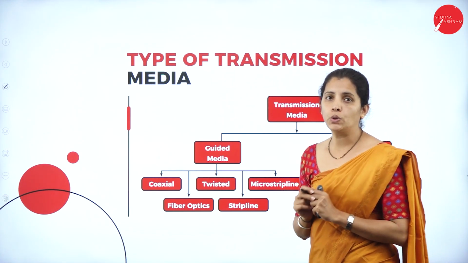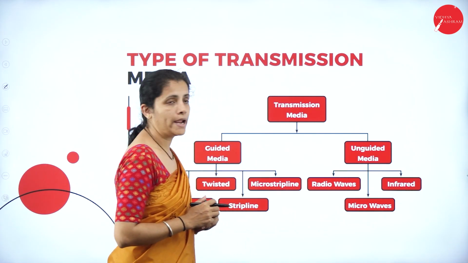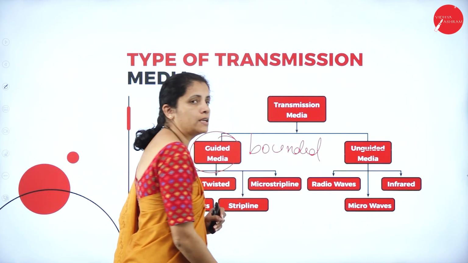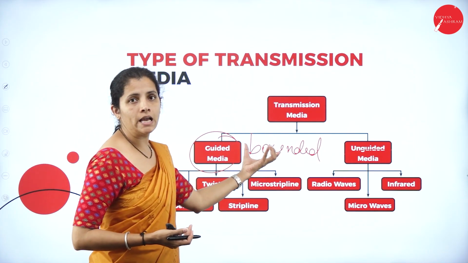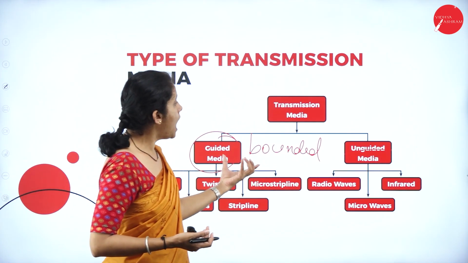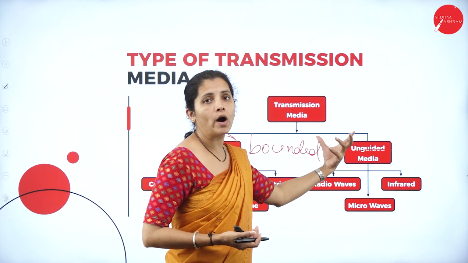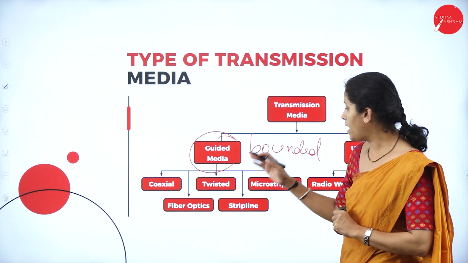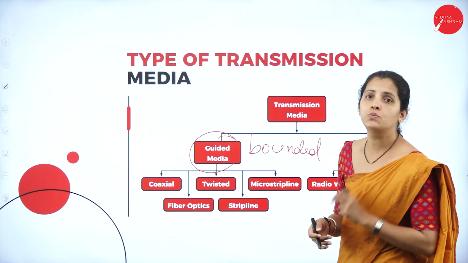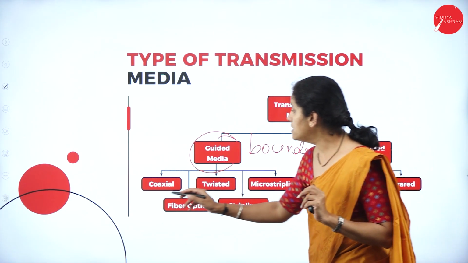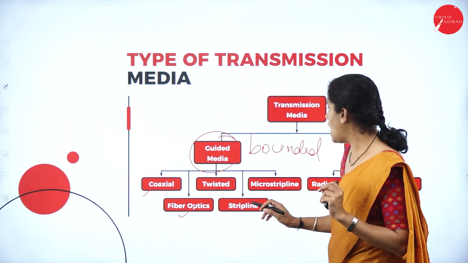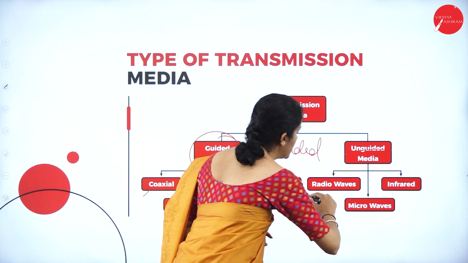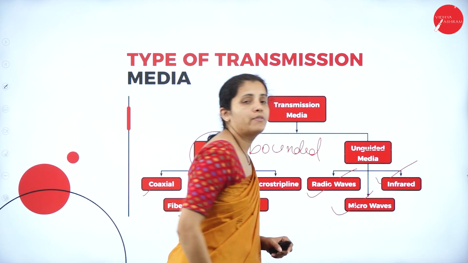And transmission media is categorized into two types: one is guided and another one is unguided. Guided is the bounded media, and unguided is the unbounded media. Bounded media is also called wired media, and unbounded media is also called wireless. Guided media is further categorized into 5 different types, but according to our syllabus, we are going to study only 3 types: coaxial cable, fiber optics and twisted pair cable. For unguided media, we are going to study radio waves, microwaves and infrared waves.